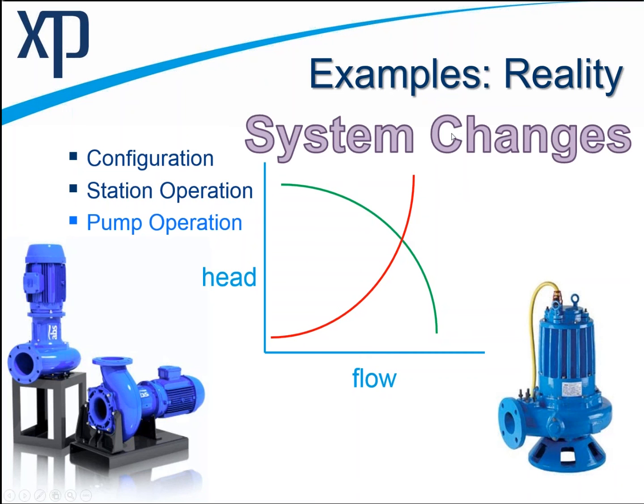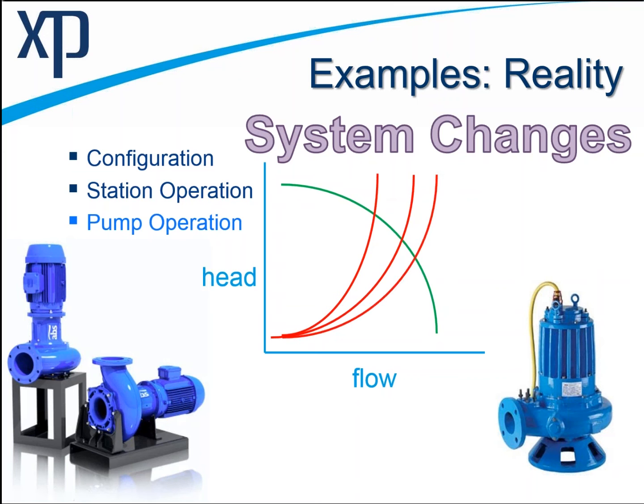Well, let's say the system changes. A good example, the simplest one, is that your force main over time maybe tuberculates a little bit, gets a little rougher. Well, your system curve is going to start to bend up a little bit. It's going to become less efficient, which means over time, if you change nothing and the pump never changes, you're still going to put out less flow because the system curve changed over time.